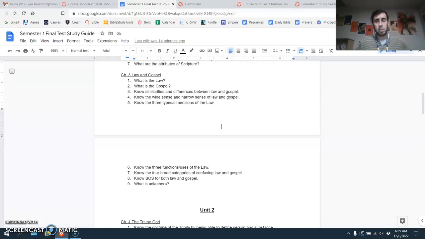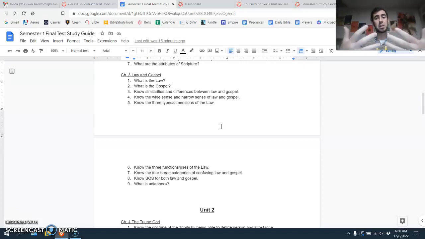Know the three functions of the law. The first use of the law is as a curb. It curbs our sinful behavior so we are not as sinful as we could be. And it does this by promising good behavior, reward, and promising bad behavior, consequence. The second function of the law is that of a mirror. It shows back to us how messed up we are.